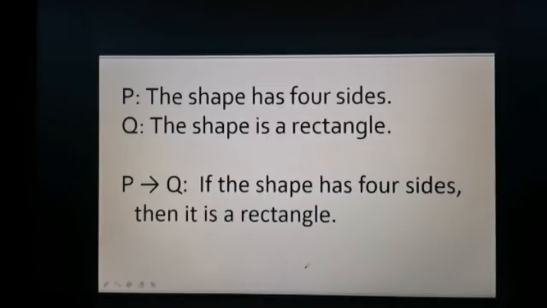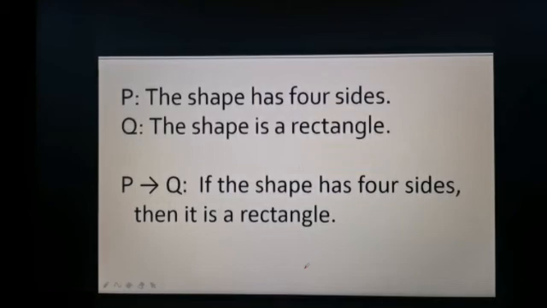Another example. The shape has 4 sides. The shape is a rectangle. Now, make the two statements into its conditional proposition. The symbol for that one, if P, then Q. The statements will become, if the shape has 4 sides, then it is a rectangle. Now, let us make the statement into its inverse, converse, and contrapositive.